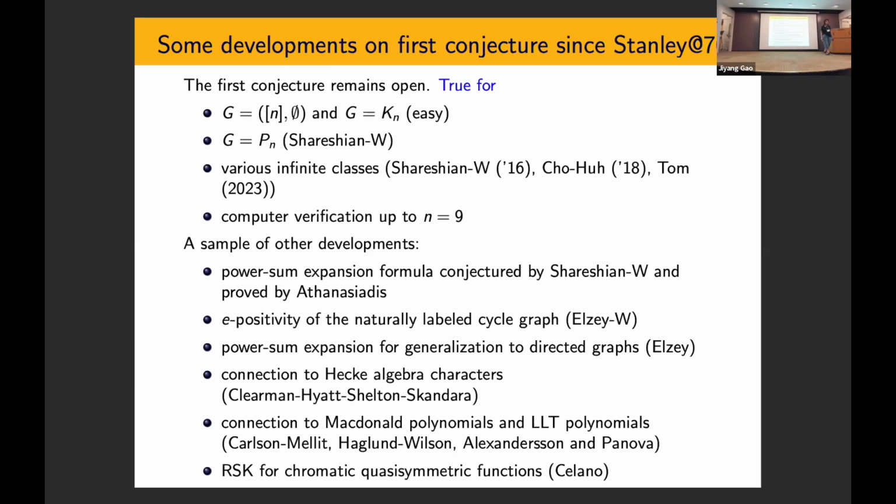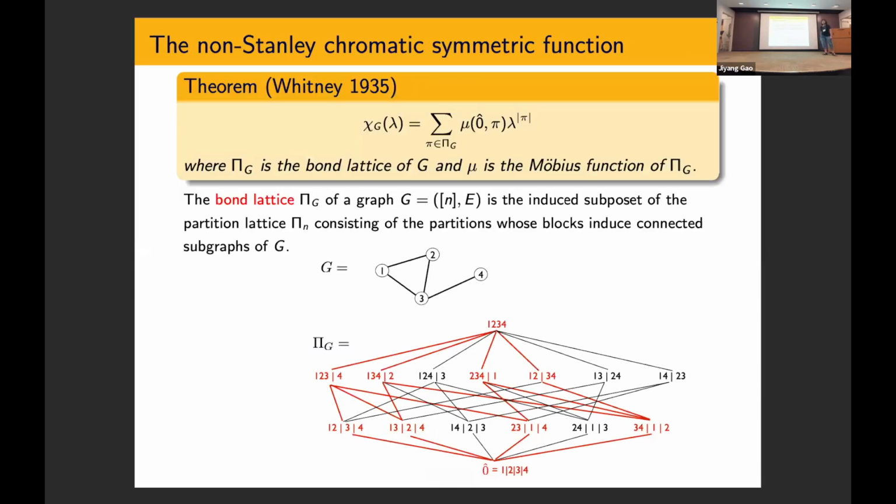Okay, so that is all I'm going to say about Stanley's chromatic quasi-symmetric refinements. And I'm going to now move on to a different generalization of the chromatic polynomial. So here's the non-Stanley chromatic symmetric function.